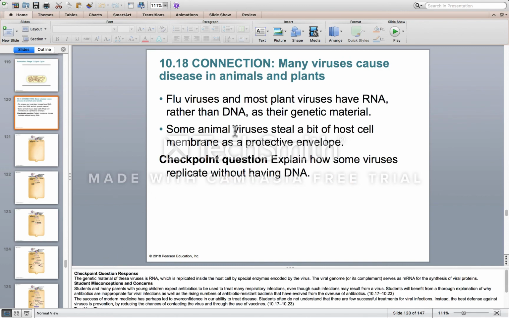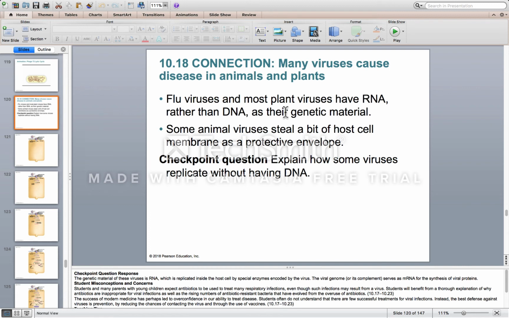All right. We know there's lots of viruses, right? Many viruses can cause disease in animals and in plants. So viruses can attack plants and obviously kill the neighboring plant as well. So flu viruses and plant viruses have RNA rather than DNA as their genetic material. Some animal viruses steal a bit of the host cell membrane as a protective envelope. So it's even scarier. Explain how some viruses replicate without having DNA. And many of these viruses have RNA, which replicate inside the host cell by special enzymes encoded.